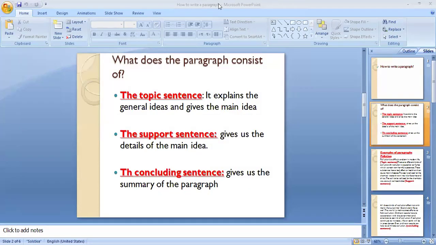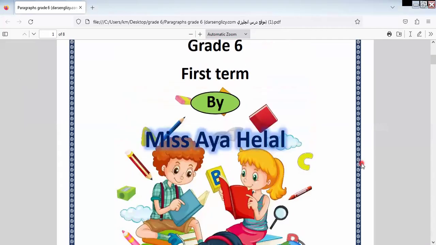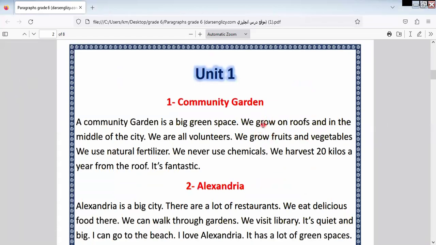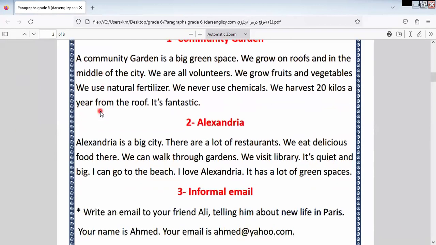Here we have some paragraphs related to the units that we learned during the last videos. In the exam, the paragraph is unseen, okay? But the paragraphs in the exam come from the topics that we learned, not from outside the book. They come from the textbook. So we must read the topics carefully to be able to write the paragraph. Let's go to know more about this.